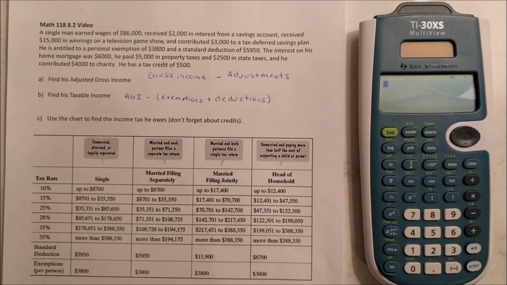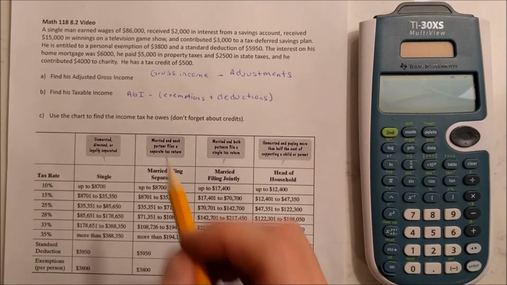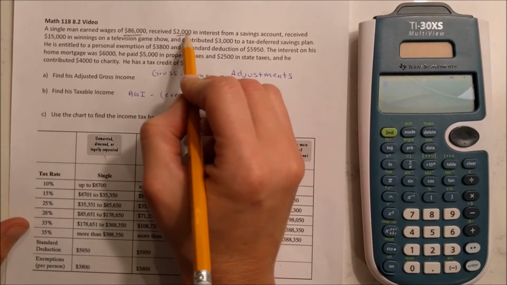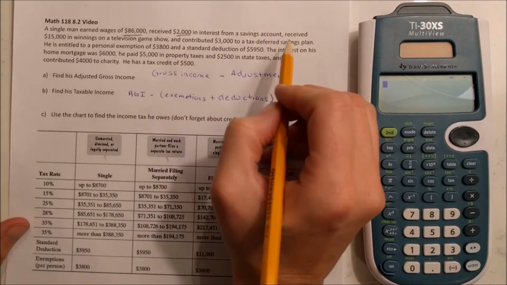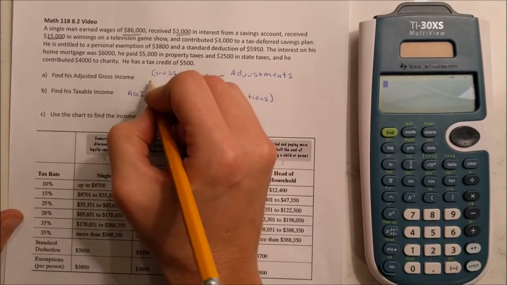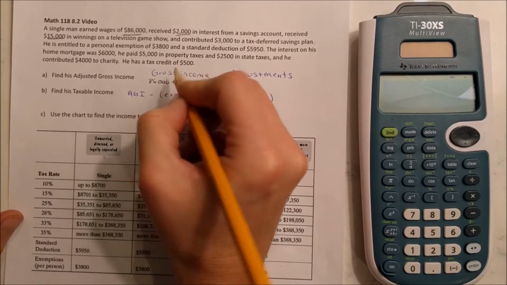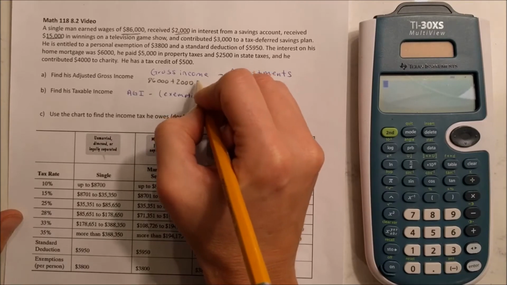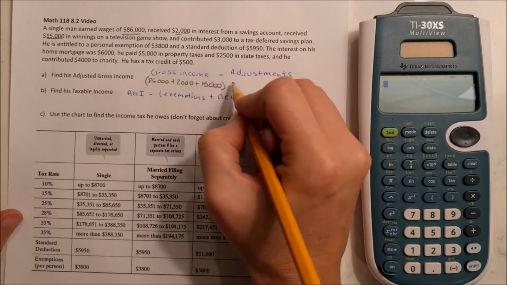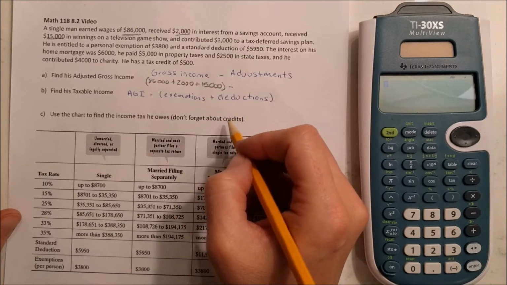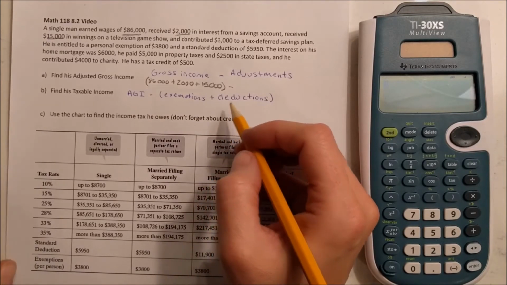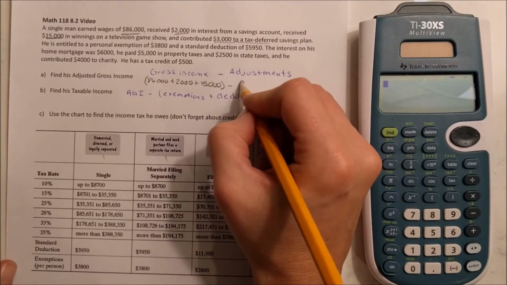So start with the gross income. That's going to include any money that he makes. So that would be the $86,000, and then $2,000 is interest that he received from a savings account. So that counts as income. He also won $15,000. That also counts as income. All right. So my gross income, that's all the money he makes: $86,000 plus $2,000 plus $15,000. So we're going to add all that together, and then we're going to subtract the adjustments. Adjustments, again, that's money that you contribute to a tax-deferred savings account. So that's money that cannot be taxed. So that's going to be this $3,000.